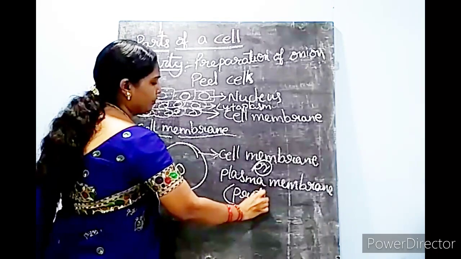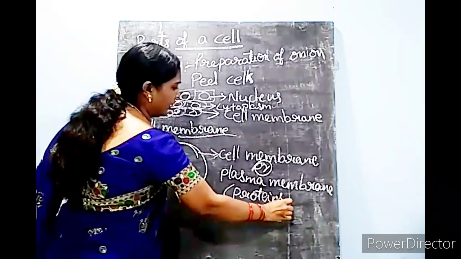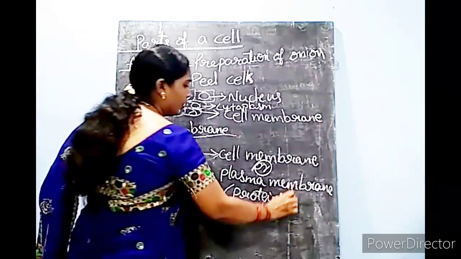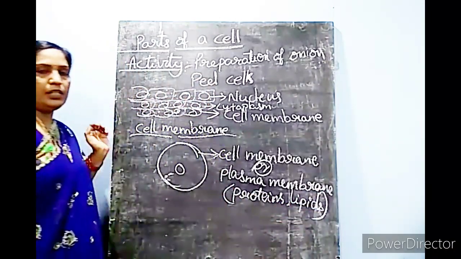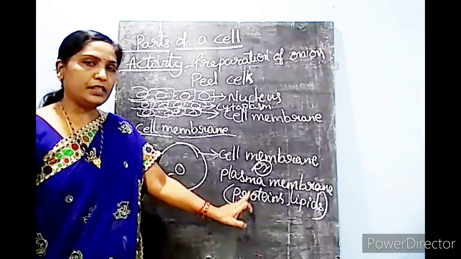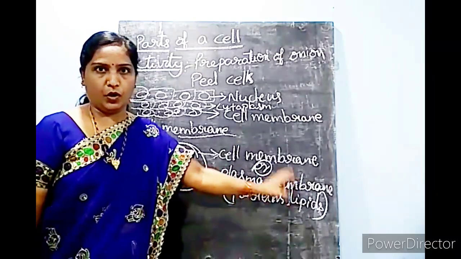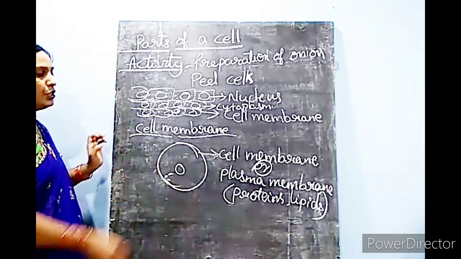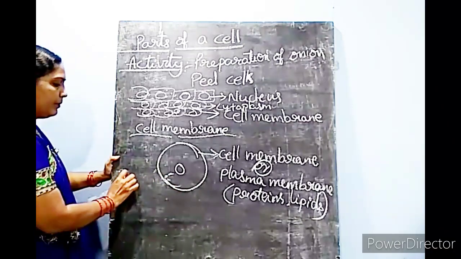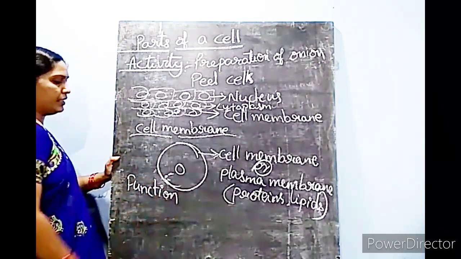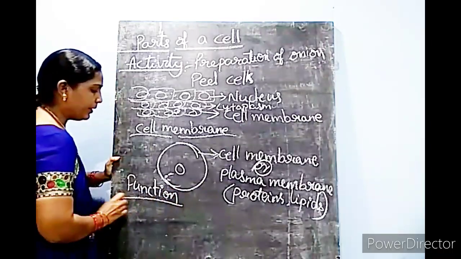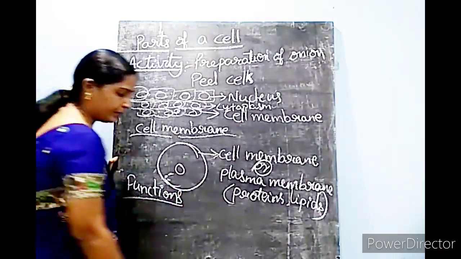You know about nutrients. You know what proteins are and what lipids are. So the plasma membrane is made up of these two types of materials. Now we'll see the functions of this membrane. What is the use of this plasma membrane, we are going to see.